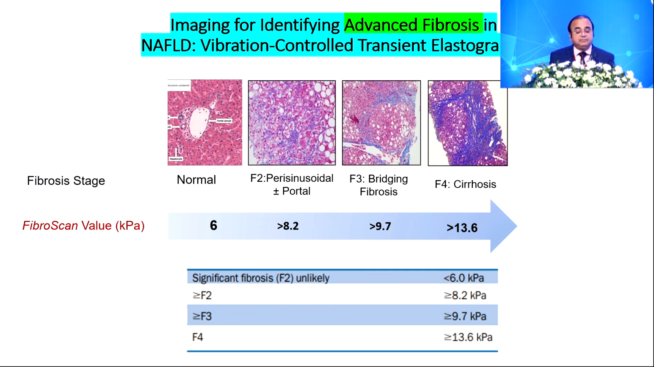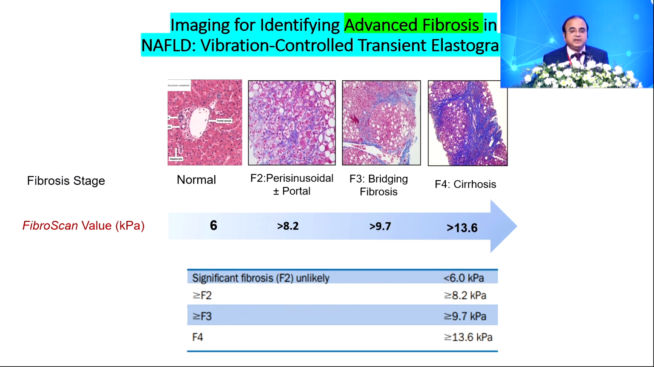If you look at the fibrosis stage, as per the kPa, if it is less than 6, it is very much normal. And if it is more than 8.2, then only we call it significant fibrosis. So more than 8.2 and more than 9.7, this is the fibrosis 2 and fibrosis 3 stage. This is known as the significant fibrosis stage.